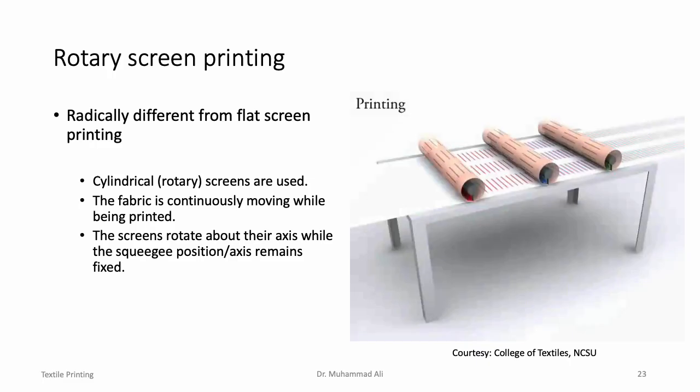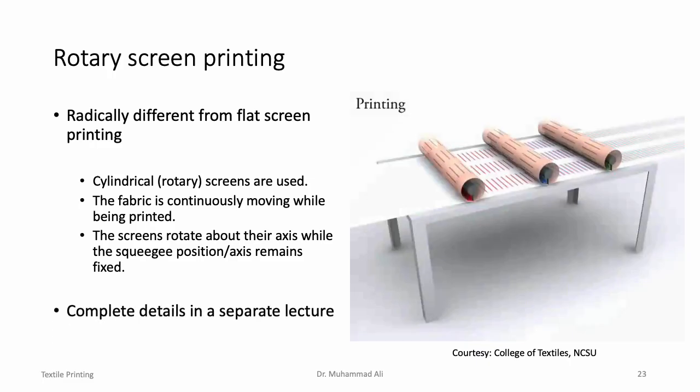So during printing, the screens rotate about their axis while the squeegee remains fixed at its place. So this is like a third major difference between rotary and flat screen printing processes. In case of any flat screen printing process, the squeegee is moving. The squeegee has to be dragged on the surface of the screen. But in case of rotary screen printing, the squeegee is fixed at its position, and the screen actually rotates, or the screen moves.